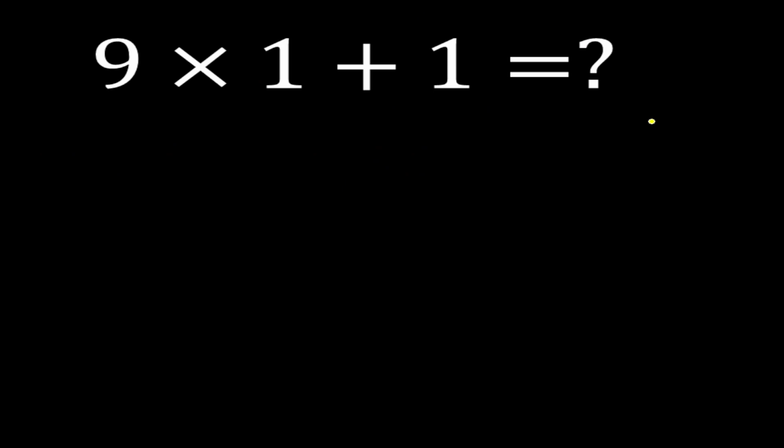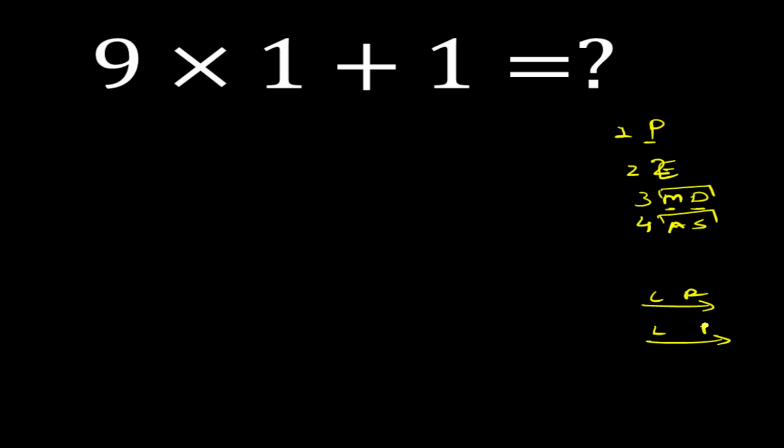According to the PEMDAS rule, first priority is parenthesis, second priority is exponents. Third priority is multiplication and division. Here multiplication and division both have equal priority, so we have to solve it from left to right. Then fourth and last priority is addition and subtraction, and also both have equal priority, so we have to solve it from left to right.